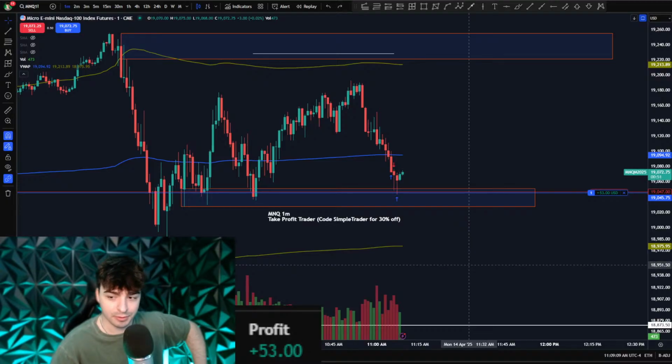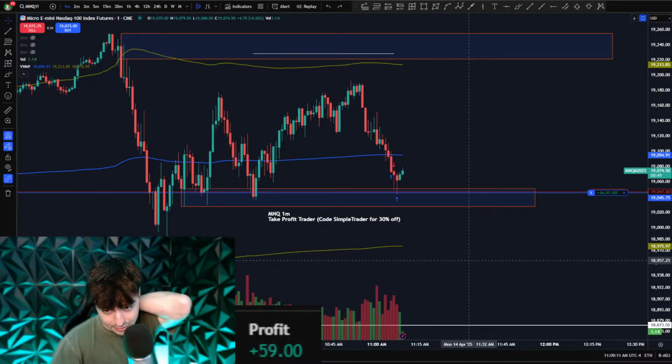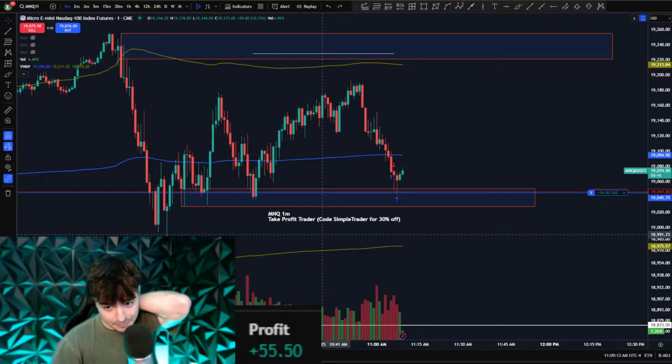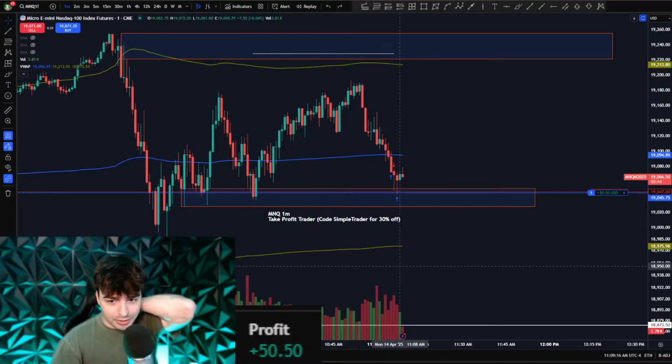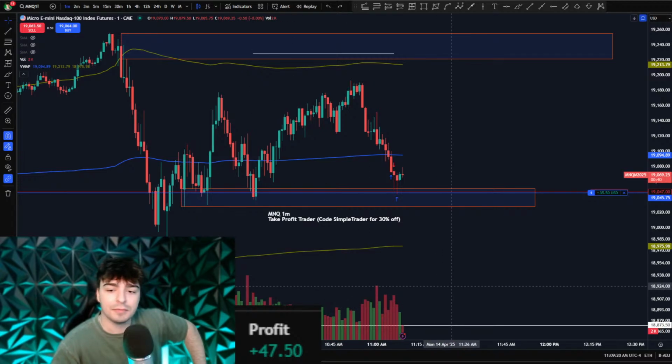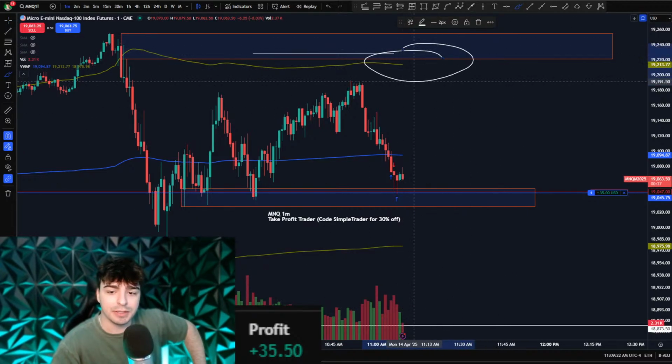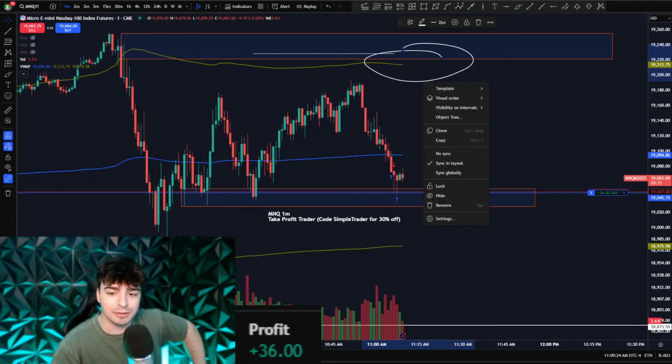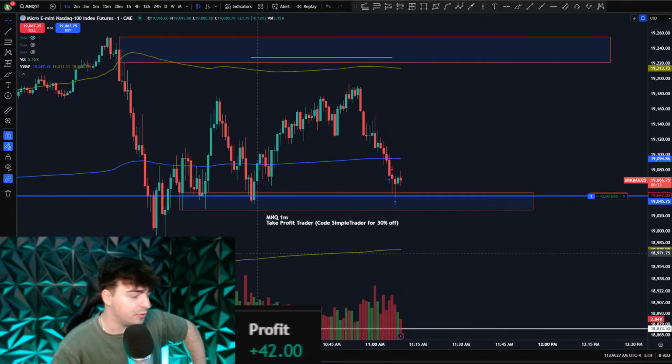So far, we're already back to plus 50, so we're break even now, but that's only assuming this holds, which ideally we get up to here. That's like the ultimate target. Will we do it? Who knows?